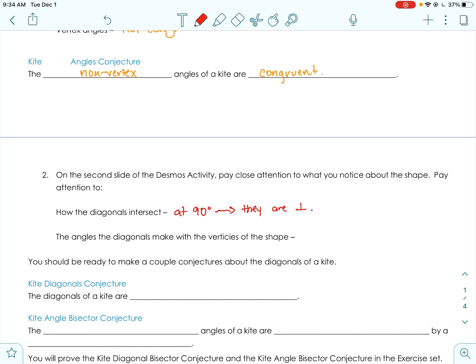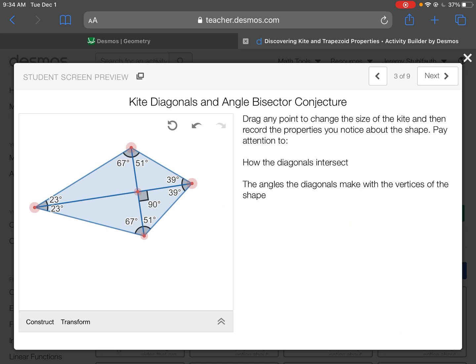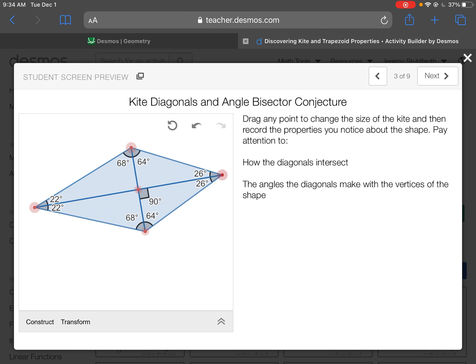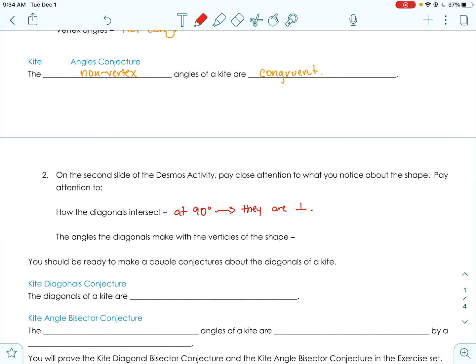And if you looked at the diagonals, or the angles the diagonals make with the vertices of the shape, you notice that it appears that the diagonal that is intersecting the vertex angles creates two congruent angles. So what does that mean? What does that tell us? That if we have a line that intersects an angle and creates two congruent angles, that means that the diagonal bisects the vertex angles.